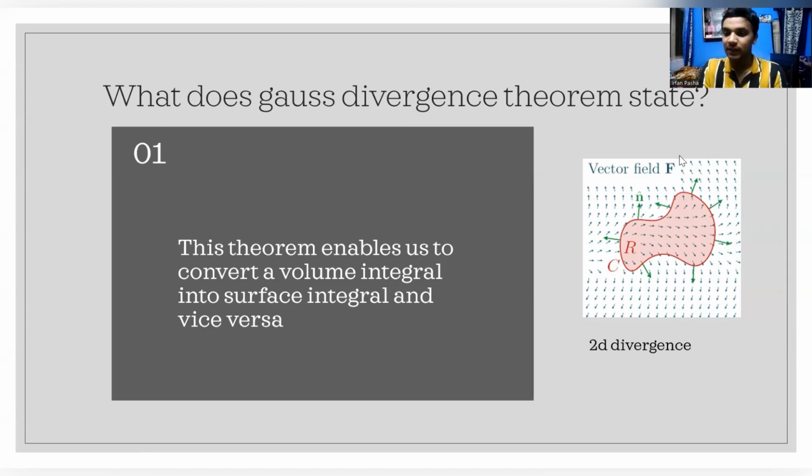As you can see, this is a vector field F and this is a Gaussian surface. This actually is a 2D divergence diagram. The actual diagram is in 3D. This diagram shows the 2D divergence.